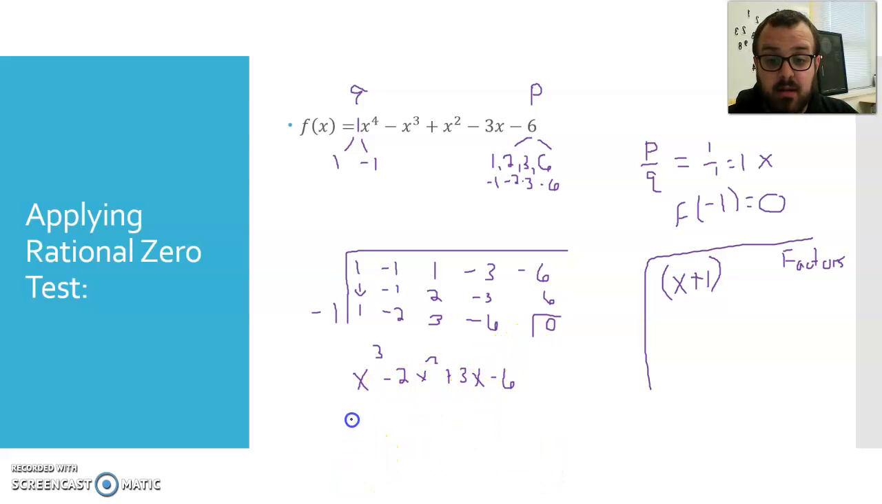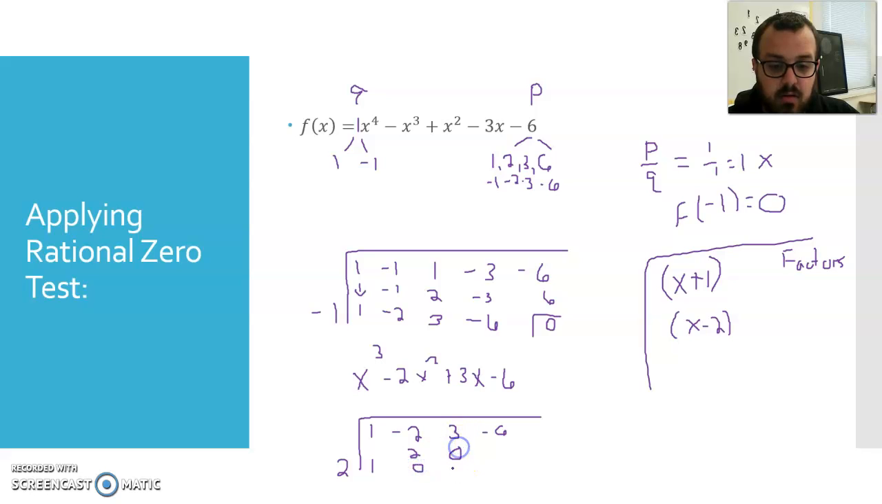So I'm going to set up my synthetic division problem again. Over here, we'll list x minus 2 as a factor. Again, we know that because if 2 gives us out 0, then x minus 2 is the factor that goes with it. I'll put 2 over here and list out 1, negative 2, 3, negative 6. Now we'll do our synthetic division. Bring down the 1. 2 times 1 is 2. Negative 2 plus 2 is 0. Then 0, 3, 6, and 0.